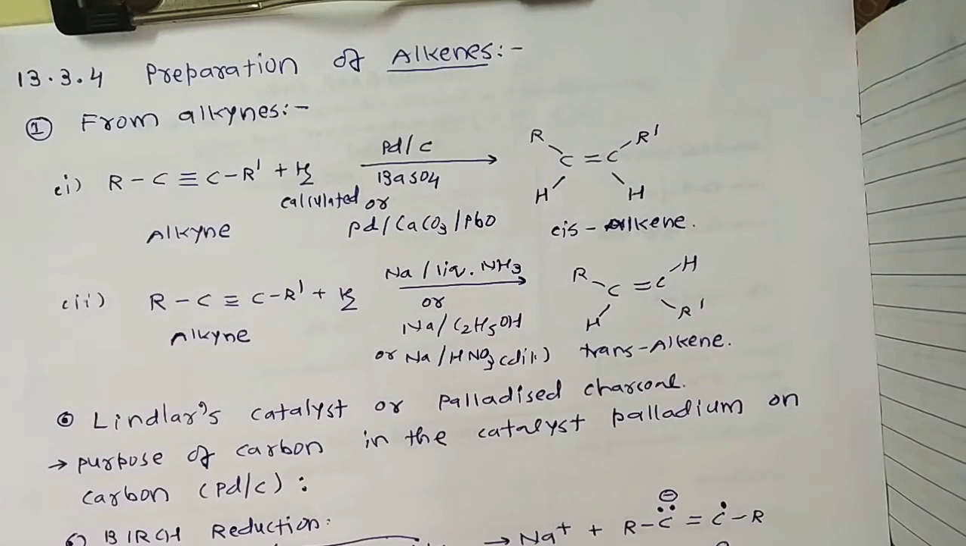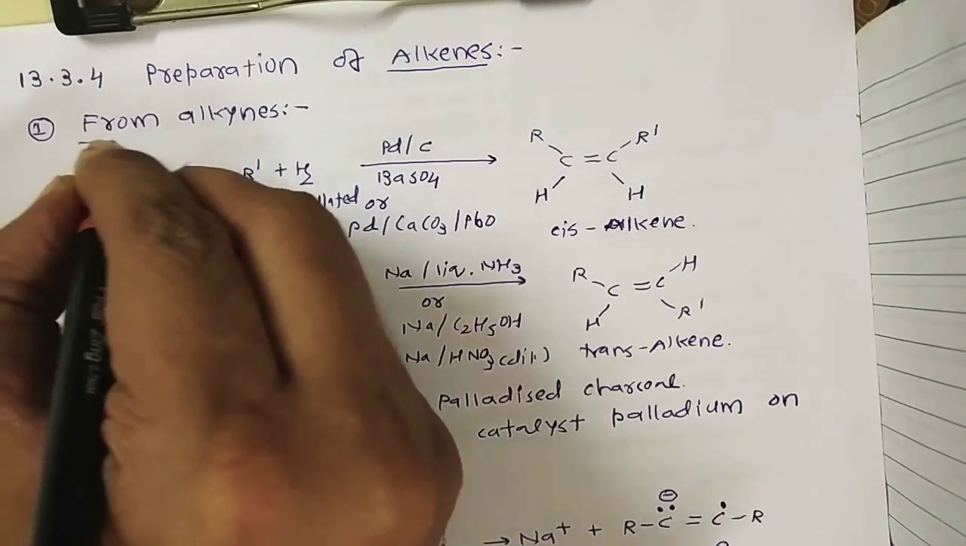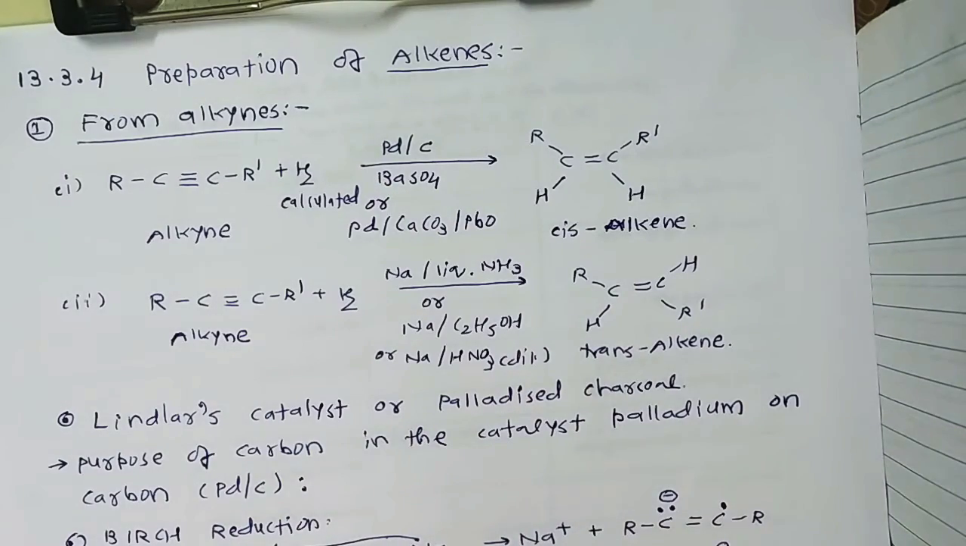Hello students. After the topic of alkenes and isomerism in alkenes, now we switch over to another portion, the preparation of alkenes. Alkenes can be prepared in the laboratory by various methods. In our NCERT textbook, they illustrate the first method from alkynes, meaning from the triple bond.